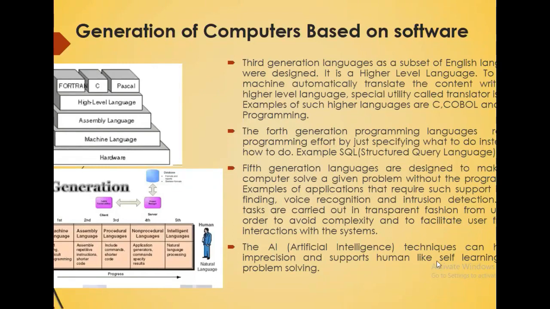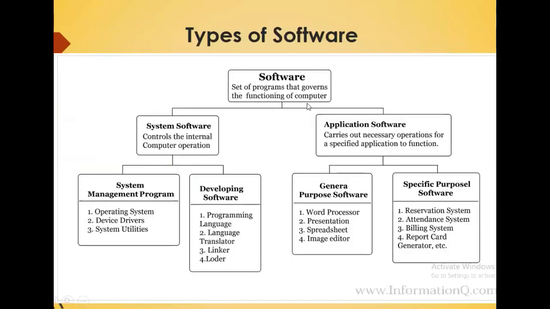Then AI techniques, that is artificial intelligence techniques, can handle imprecision. Imprecision means when the output is not proper, or you are getting undesired output, that is, the output should be one thing and some false results are being generated. They also support human-like self-learning and problem solving. Now, types of software.